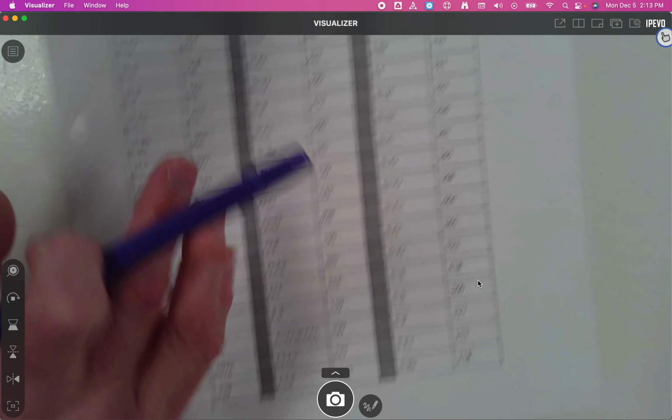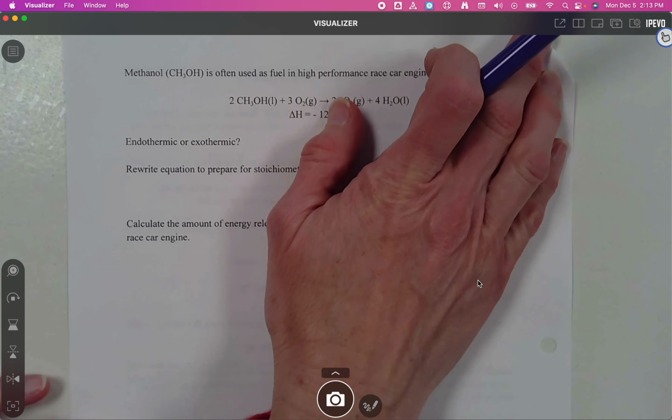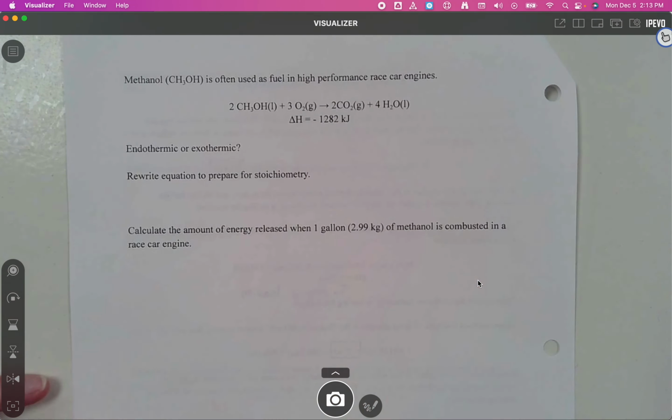From here, we can start to do some calculations with the stoichiometry component of this and use a lot of the same ideas that we've used in the past. So we're going to start with methanol. Methanol is used as a fuel in high-performance race car engines. It's another petroleum product, just like gasoline, it's just a very small molecule, burns very clean, very efficiently, and very fast. And in a race car, fast is what we're looking for.